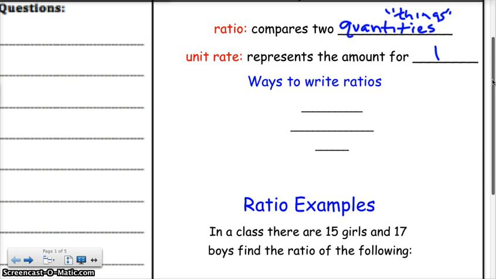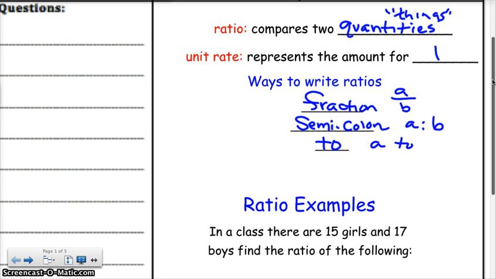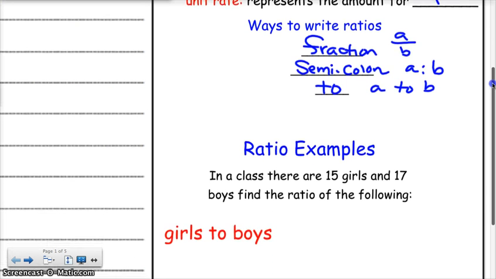Ways to write unit rates, pay attention. You can write it as a fraction. A is to B, right? A is to B. You can write it with a semicolon. A is to B. Or you can write it with the word to. A to B. Those are 3 ways that you can write ratios. All of them are correct, okay? All right, let's jump to the examples.